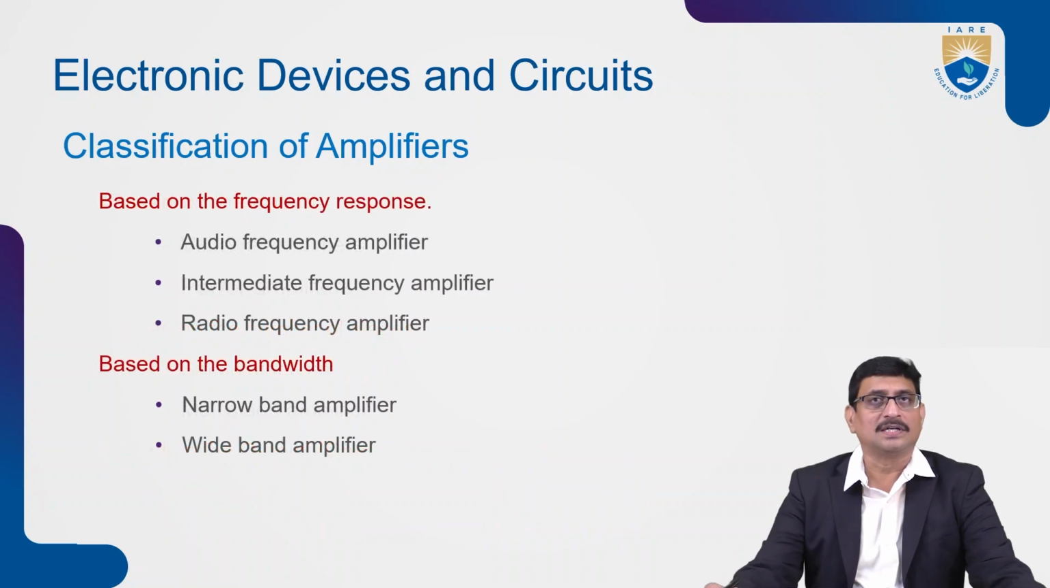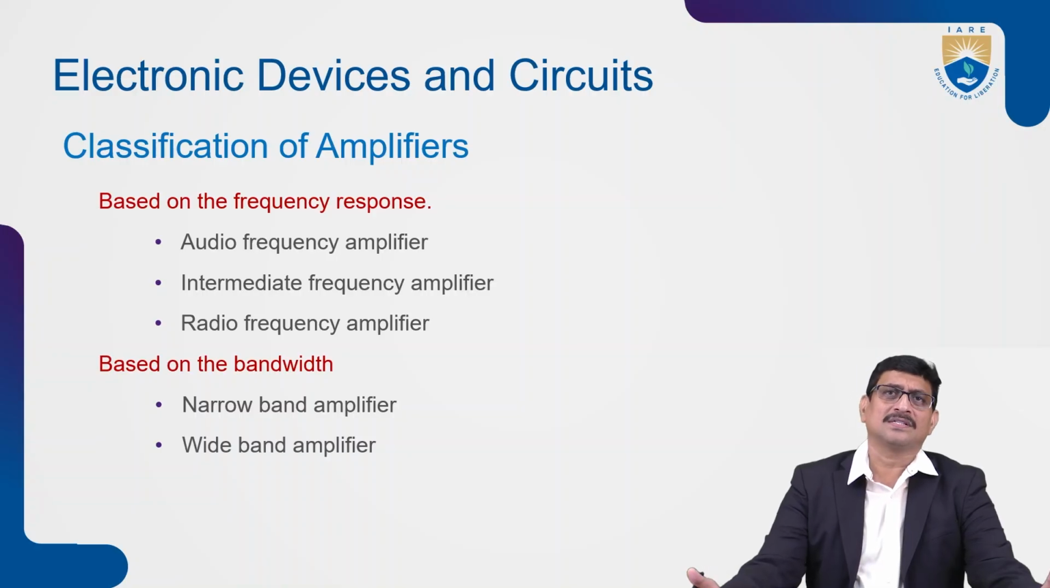Another kind of classification depends upon frequency response, whether the frequency we are amplifying is in the audio frequency range, intermediate frequency, or radio frequency range, or depending upon the bandwidth, whether we are designing an amplifier for only a narrow band of frequencies or a wide band of frequencies. There are narrow band amplifiers and wide band amplifiers. There are also different kinds of amplifiers depending upon tuning: tuned amplifiers. If you go for higher classes, there are low noise amplifiers, high power amplifiers, and amplifiers designed for microwave frequencies. So there are different kinds, etc.